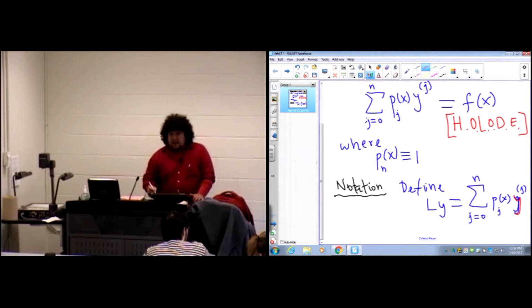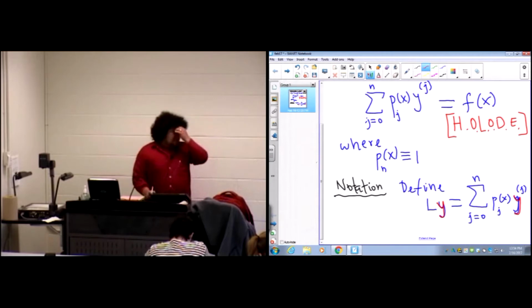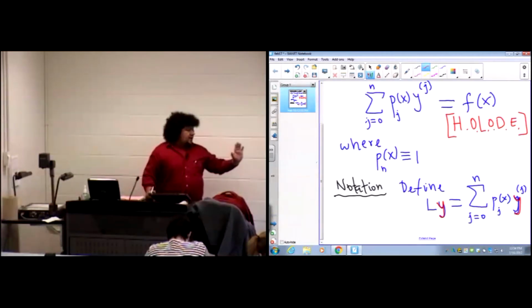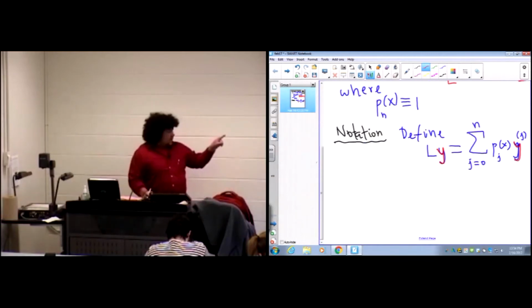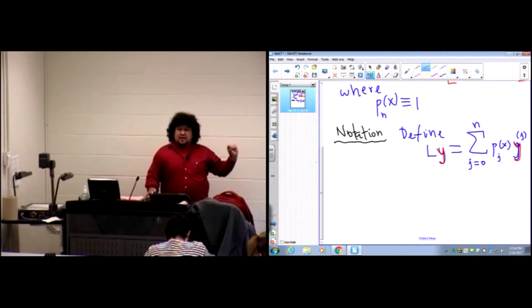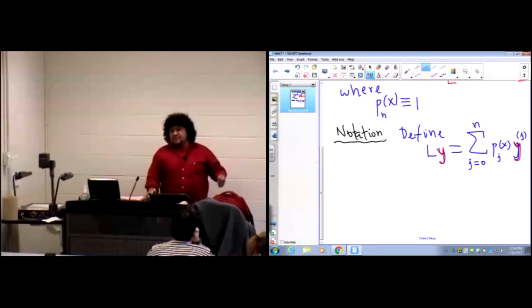So L, the way we define L here is as a linear combination of the derivatives of the function. With the understanding that the zeroth derivative of the function is the function itself. Zeroth derivative means you don't differentiate, right? So linear operator on y, defined this way, considers the linear combination of all derivatives of y from zeroth, which means no derivative, the function stays as is, up to order n, okay?